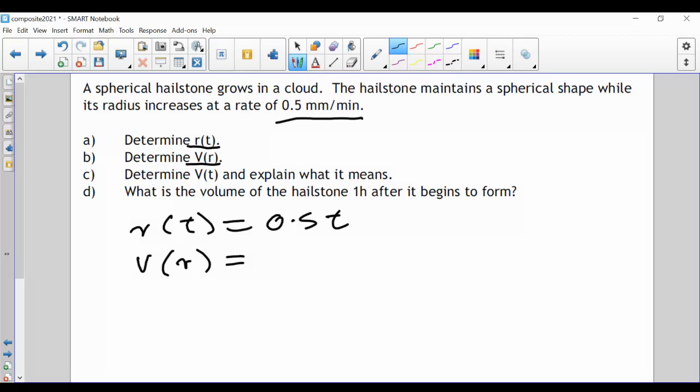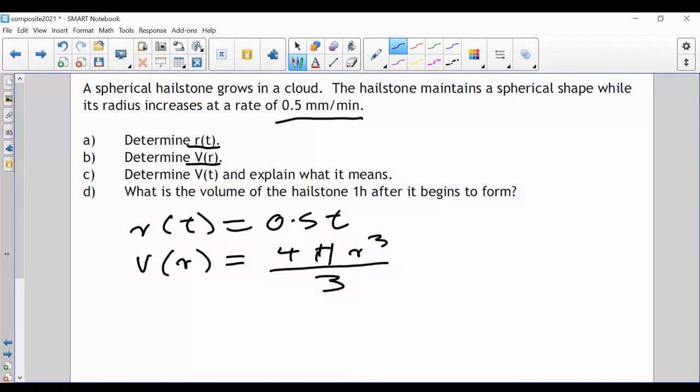Oh, no, you've gone too far ahead though. That's the v, that's not the v of r. What I'm looking for is the v of r formula, the volume that relates to radius. You've gone ahead and given us the answer for c, which we're not quite ready for yet. So the volume related to radius would be equal to 4/3 pi r cubed, or 4 pi r cubed divided by 3.